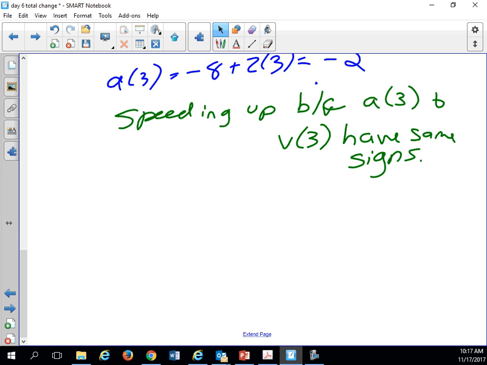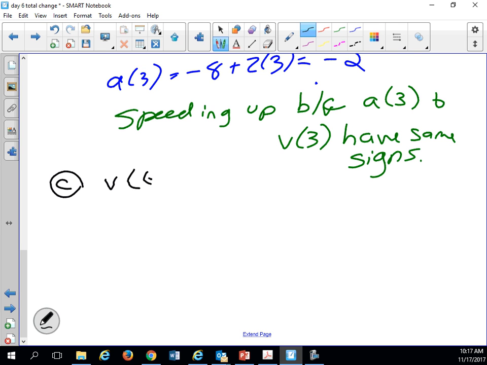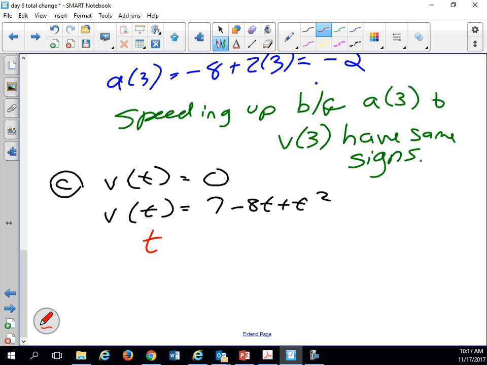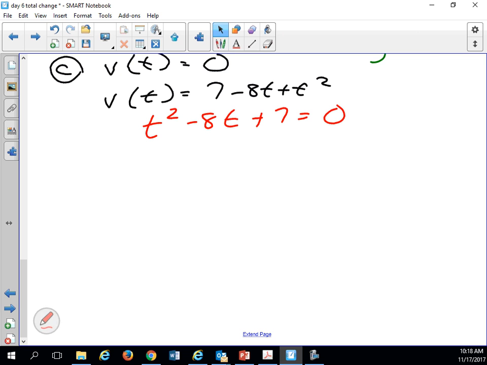How do you figure out where something is changing directions? Find velocity and then find zeros. So V of t equals 0. V of t is 7 minus 8t plus t squared. Personally, I'm going to write it in the order that I like. Oh wait, this is a factor.